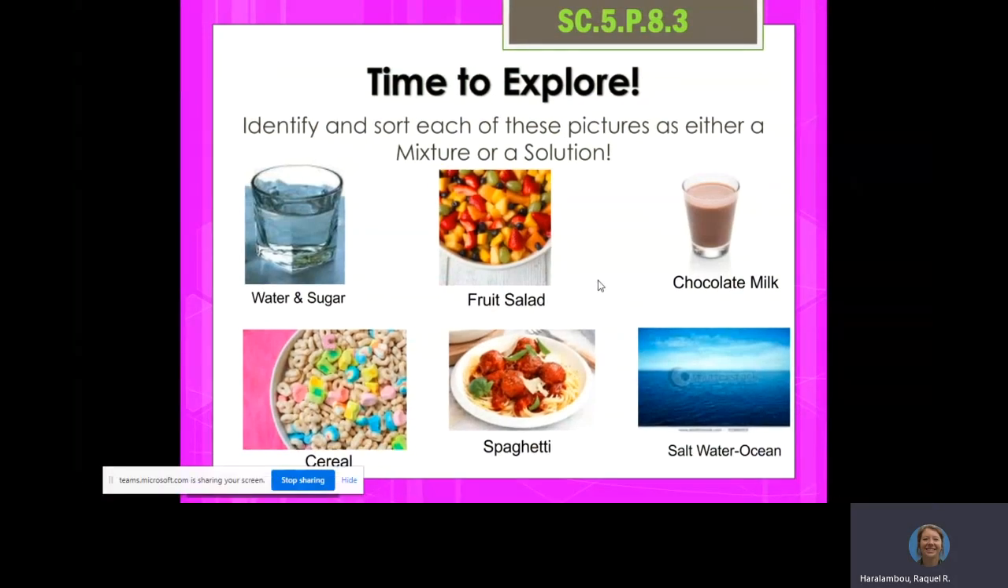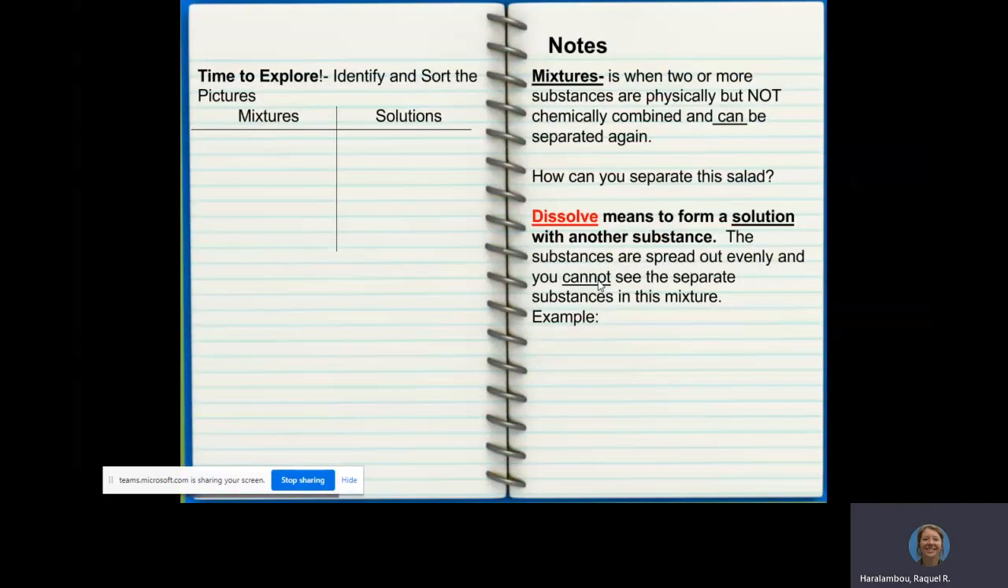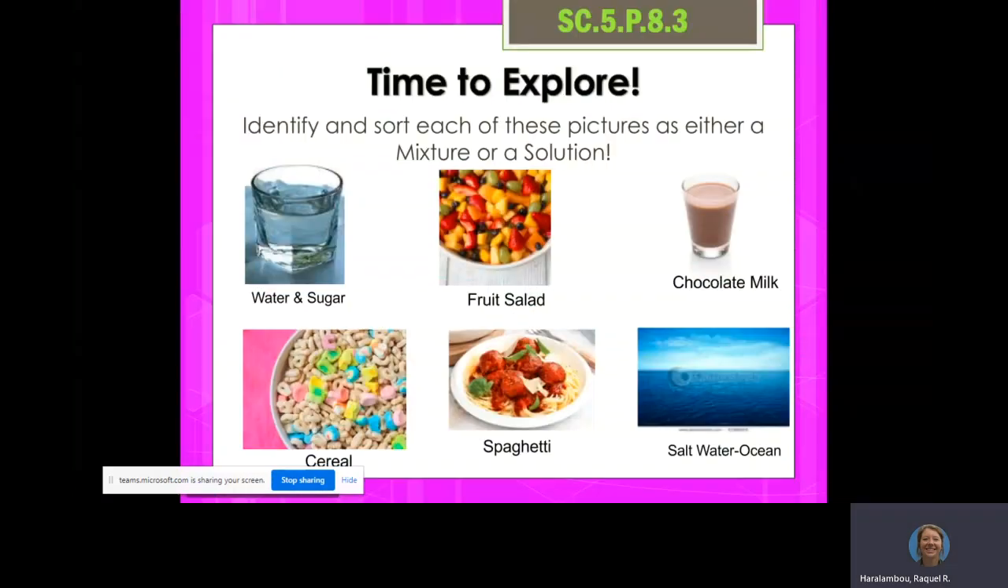Spaghetti, mixture or solution? Definitely a mixture, right? And last one, the salt water in the ocean, mixture or solution? I'm not going to answer that one because you should know, and we're going to talk about that more.